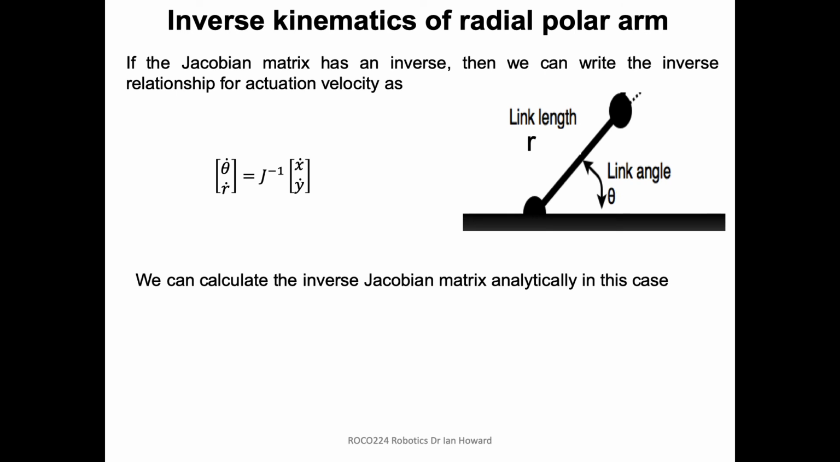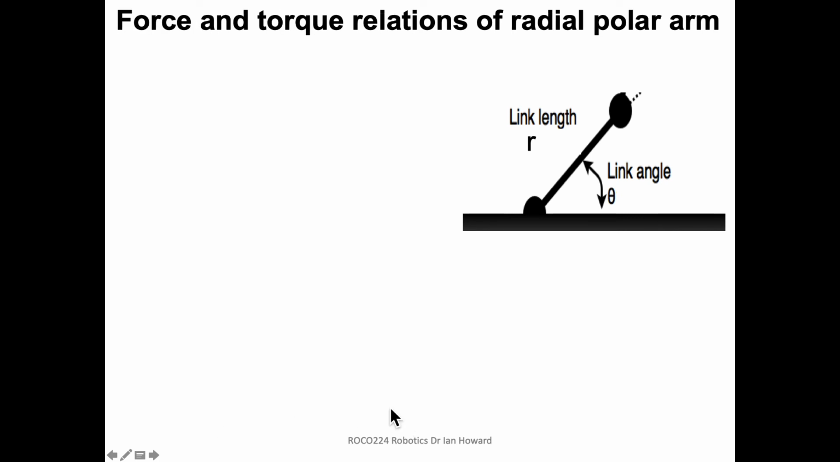We can calculate the inverse Jacobian analytically, right? So what we do is we take the Jacobian and we flip over these two terms and we change the sign of the other two, and then we divide by the determinant.